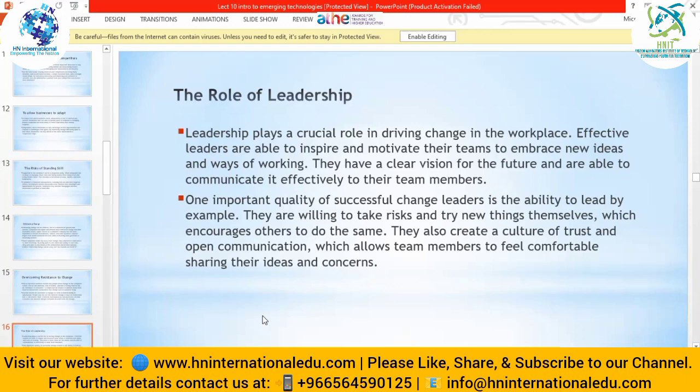Leadership plays a crucial role in driving changes in the workplace. Effective leaders are able to inspire and motivate their teams to embrace new ideas and ways of working. They have a clear vision for the future and are able to communicate it effectively to their team members. One important quality of a successful change leader is the ability to lead by example. They are willing to take risks and try new things themselves, which encourages others to do the same. They also create a culture of trust and open communication, which allows team members to feel comfortable sharing their ideas and concerns.